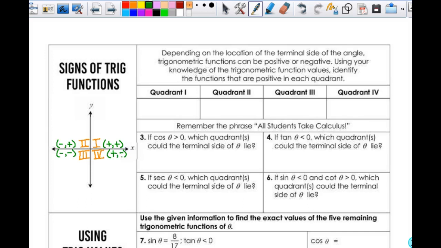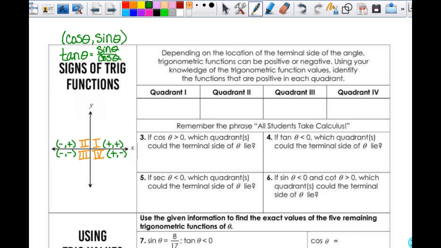So it says, depending on the location of the terminal side of the angle, trigonometric functions can be positive or negative. Using your knowledge of the trigonometric function values, identify the functions that are positive in each quadrant. All right. So if I think about how we're supposed to write these that we got yesterday on the unit circle, we had cosine theta, sine theta. Right? That was our x, y there. And we also know that tangent theta is equal to sine theta over cosine theta.